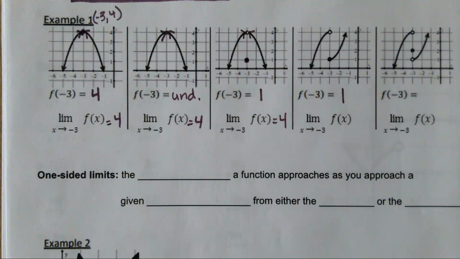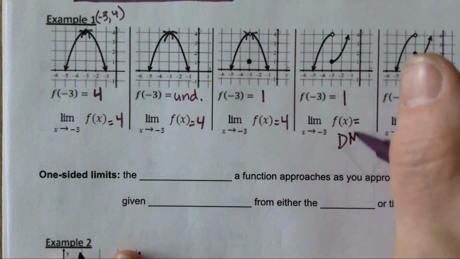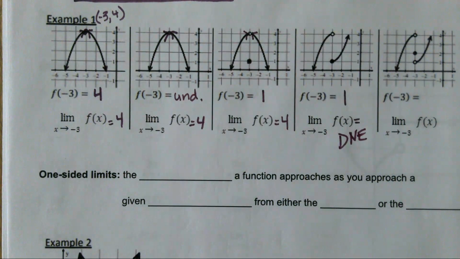So this one, if I'm coming in from the right-hand side, I follow this graph down, it lands here. On the left-hand side, I follow it up, it lands here. Do they meet? No. If they don't meet, I do not have a limit. And this is how we define a limit that does not exist, just DNE.